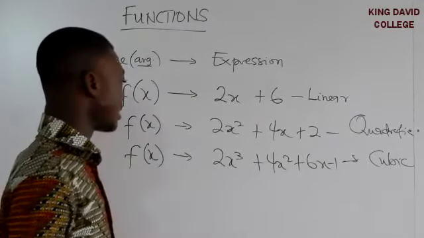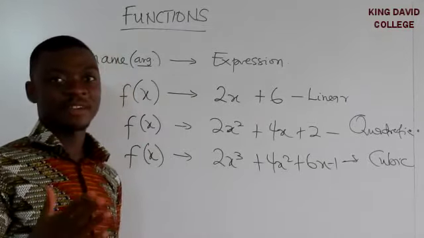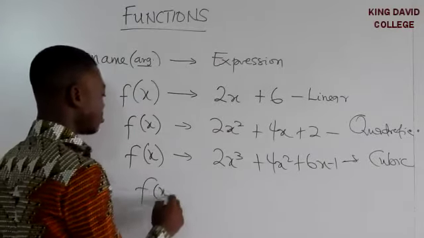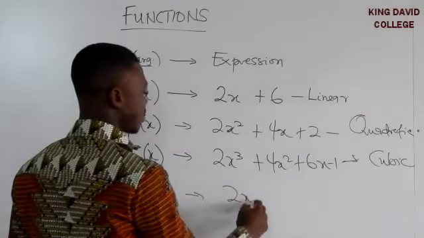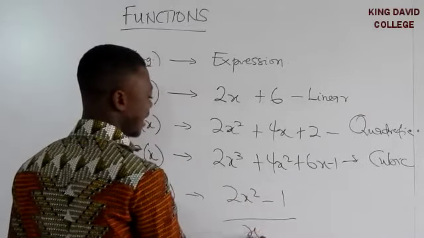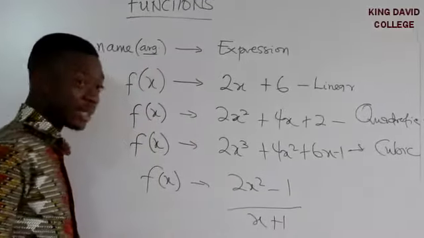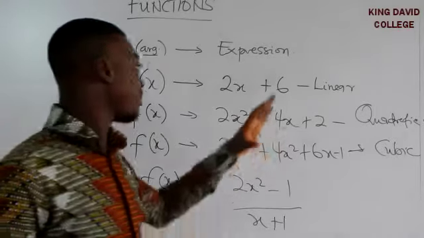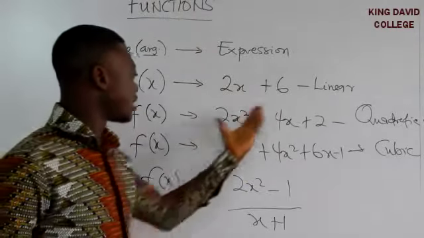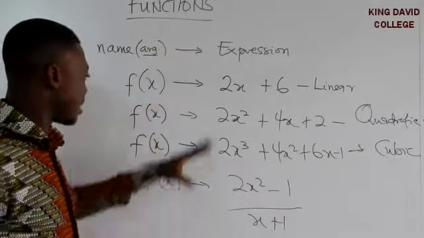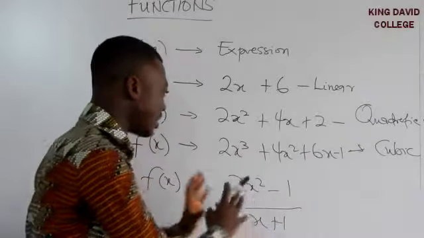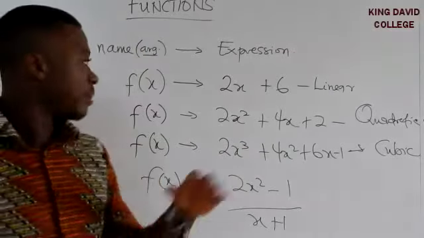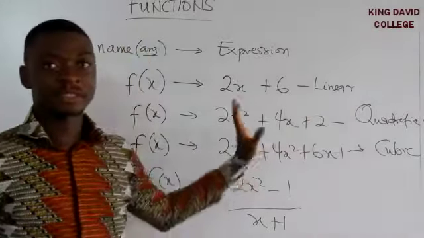Sometimes it can also be in the form of what? A fraction. In the form of a fraction. So you can have a function like this, 2x squared minus 1 all over x plus 1, and this is also accepted. So far you can see that the function is just an expression, right? An expression, or maybe a mathematical model that processes a specific input based on how it is defined.